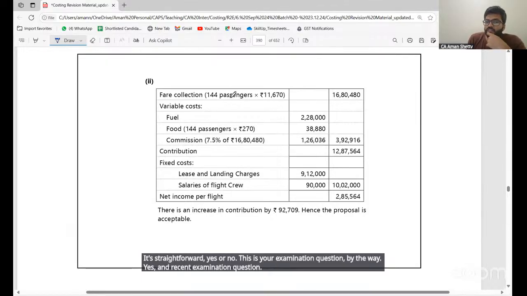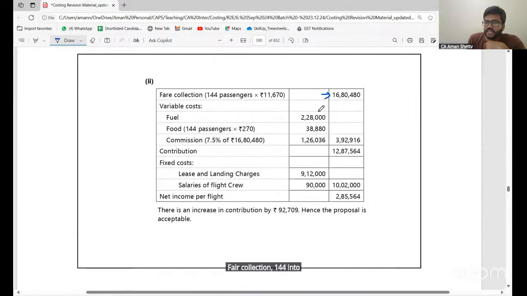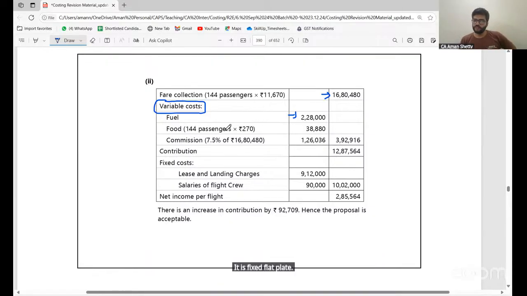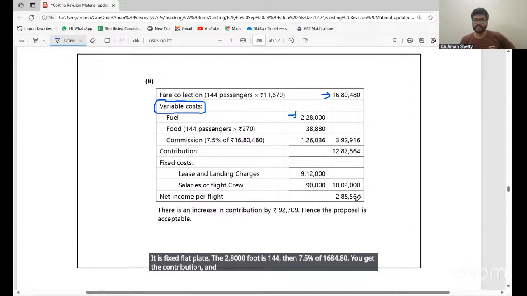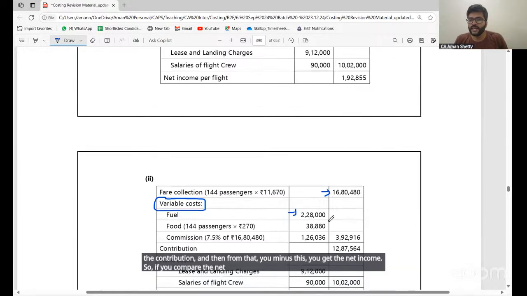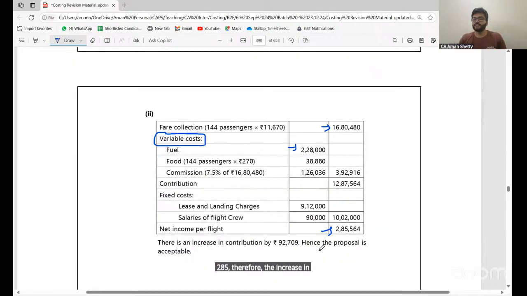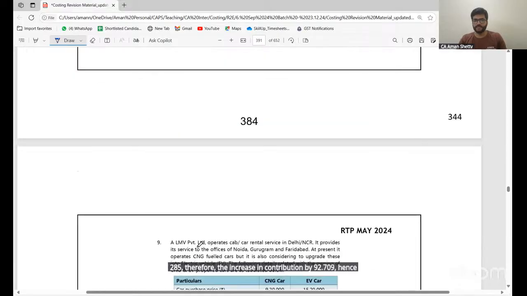Fare collection, 144 into 11,670, and then fuel, even though I consider it under variable, they've told it to be fixed per flight. Understood, all of you? It is fixed per flight, the 2,28,000. Food is for 144, then 7.5% of the fare collection. You get the contribution, and then from that you minus the fixed costs, you get the net income. So if you compare the net income, above is 192, then it is 285. Therefore, the increase in net income is 92,709. Hence, the proposal is accepted.